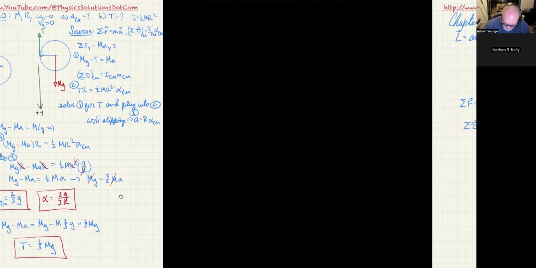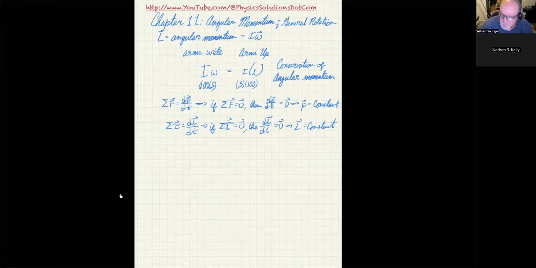What I'm going to do instead is just give you a brief intro to chapter 11 and just let you go. Specifically, chapter 11 is called Angular Momentum and General Rotation. It starts off with an ice skater doing the classic spinning thing. In this case, I think she might be doing a double axle or triple axle or something like that, where she's in the air.